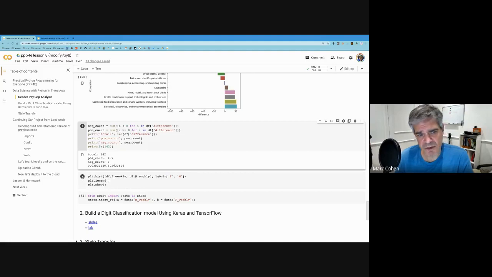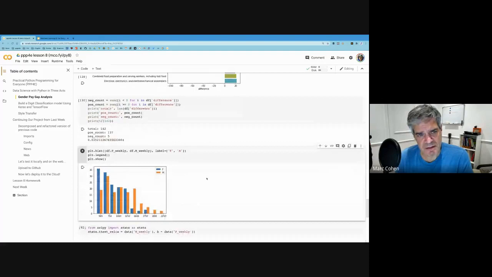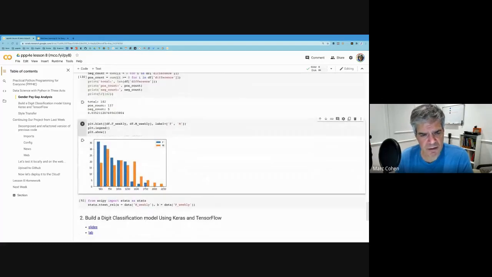One other way of looking at this would be to generate a histogram where you compare F weekly with M weekly in terms of just buckets of values. And so this kind of gives the story as well. So the blue is female earnings, and you see that it's much more heavily weighed towards the lower end of the spectrum. It's like a decaying curve, actually.